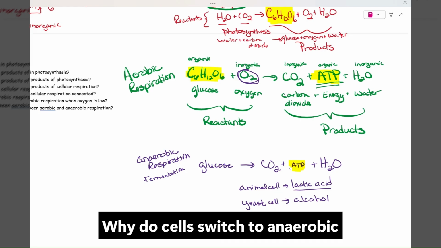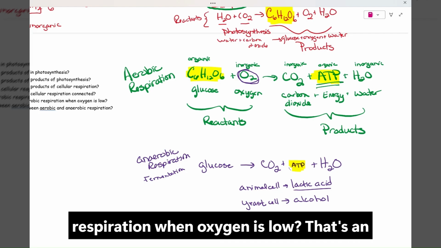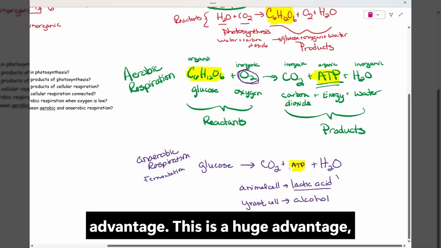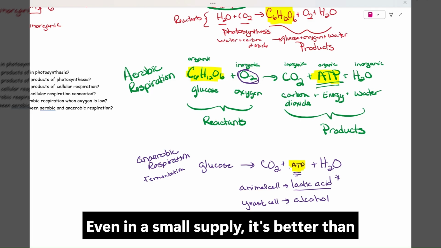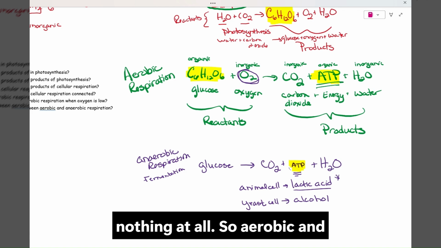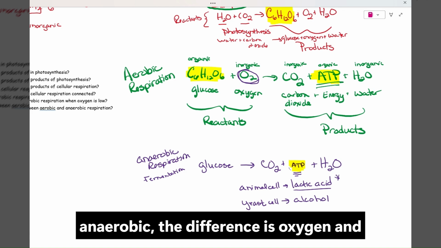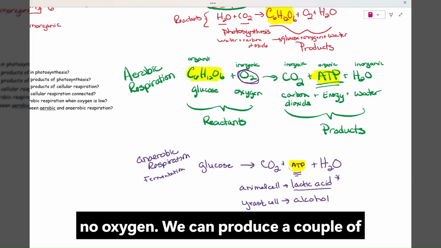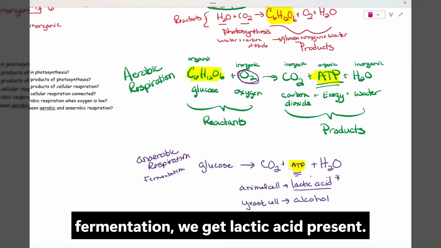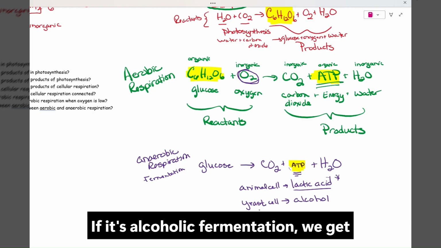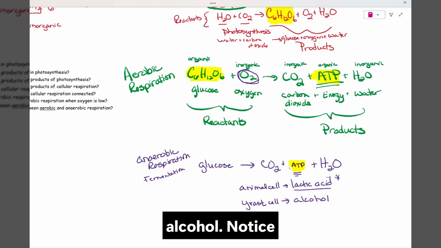Why do cells switch to anaerobic respiration when oxygen is low? That's an advantage. This is a huge advantage, right? You still need that energy. Even in a small supply, it's better than nothing at all. So aerobic and anaerobic, the difference is oxygen and no oxygen. We can produce a couple of different things. So if it's lactic acid fermentation, we get lactic acid. If it's alcoholic fermentation, we get alcohol.